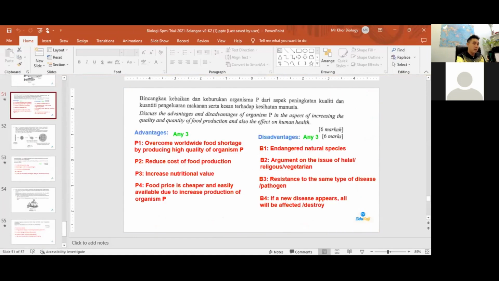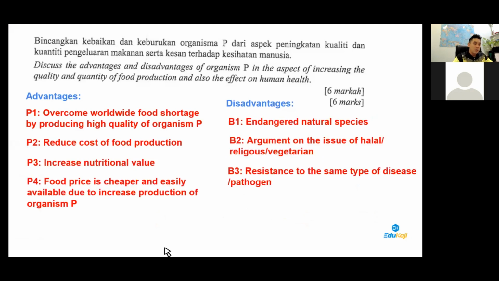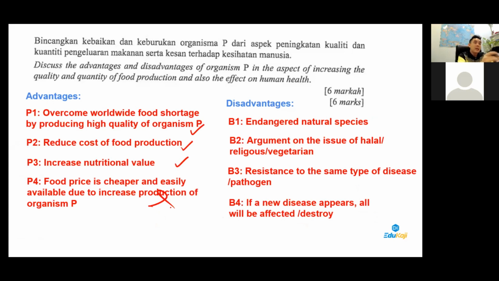This one, overcome food shortage will always be an answer. Reduce costs, increase. This one not really. The last one not so important. This one, yes. This one. This is a bit subjective, because normally we don't touch this kind of points. So guys, I think these 6 will be sufficient. These 6 will be enough. Okay.